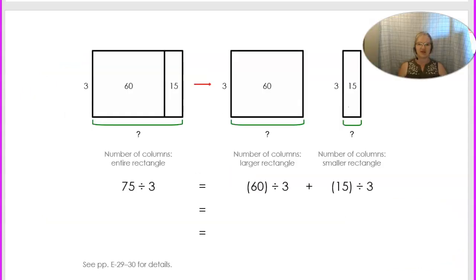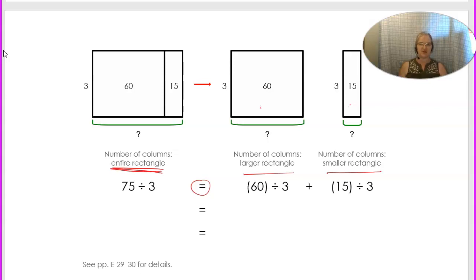So now on this slide, we can see that they've taken the number of columns of the entire rectangle. That's what we're looking for, right? How many columns there are here. And they've just broken the total number into the 2 different parts, the 60 and the 15. So we have here the number of columns of the large rectangle and the number of columns in the smaller rectangle will equal the number of columns in the entire rectangle.